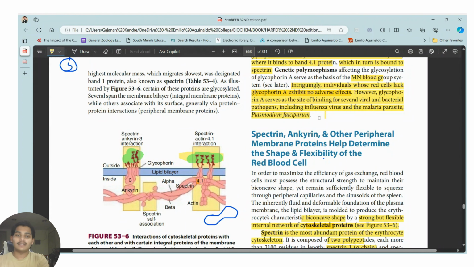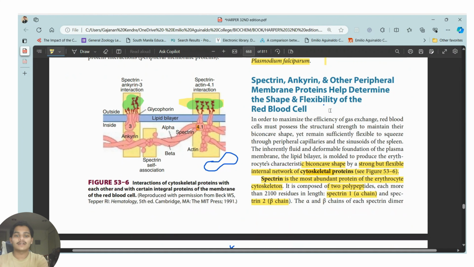At this point it may seem that not having glycophorin is better, because glycophorin is providing a binding site for viruses and pathogens, but it maintains the shape of the RBC and it's important for us. Then the spectrin, ankyrin, and other peripheral membrane proteins help to determine the shape and flexibility of the red blood cell. As we discussed already, the shape of an RBC is biconcave, which is maintained by a certain group of proteins known as the cytoskeletal proteins.